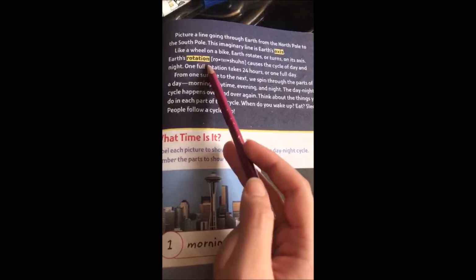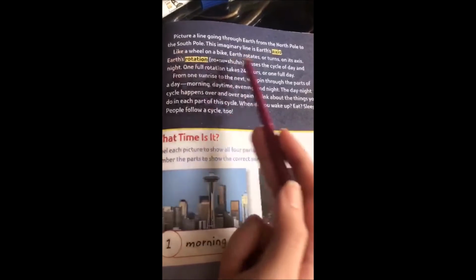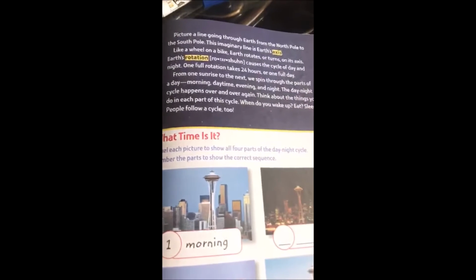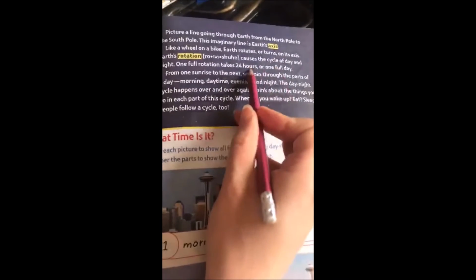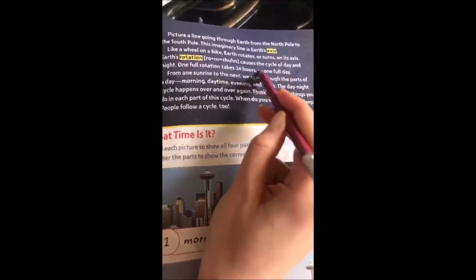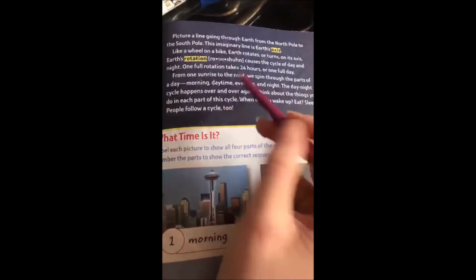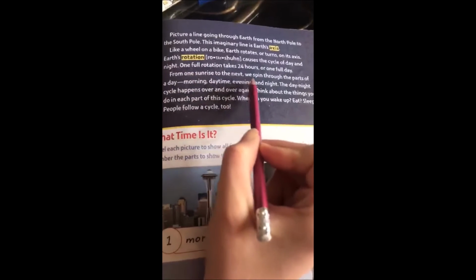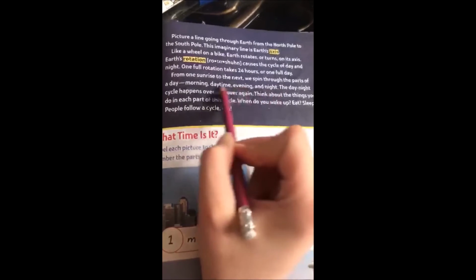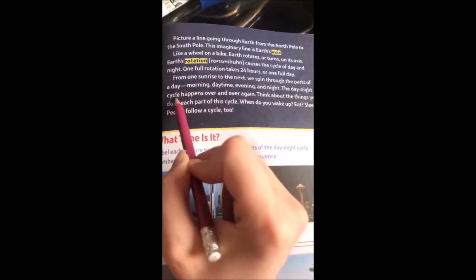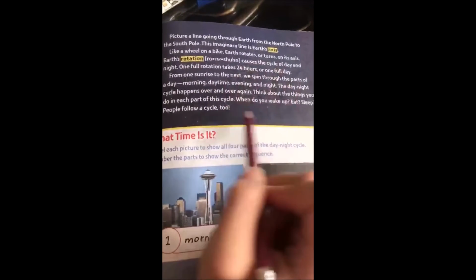So Earth's rotation causes the cycle of day and night. What does Earth's rotation cause? The cycle of day and night. One full rotation, we know this already, takes 24 hours. So it takes a day, 24 hours, for Earth to make a whole rotation, or one full day. We just said it right now. From one sunrise to the next, we spin through the parts of a day: morning, daytime, evening, and night. The day-night cycle happens over and over again, so it's a pattern, okay? It's a cycle that's repeating.